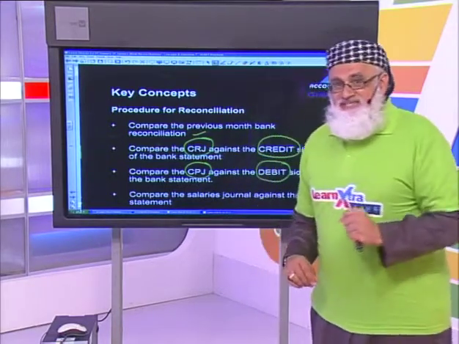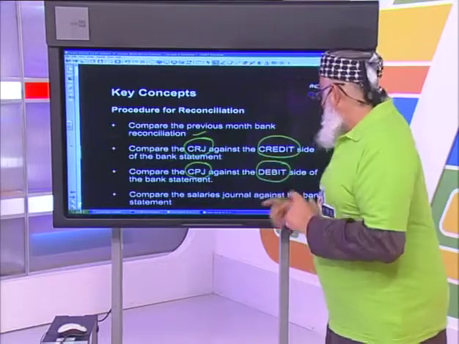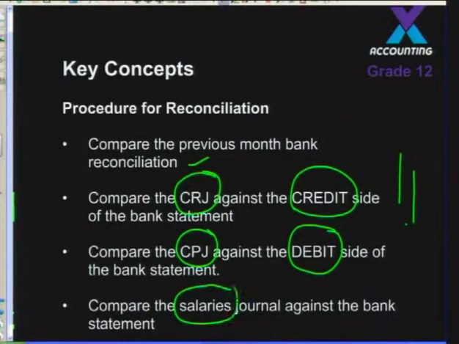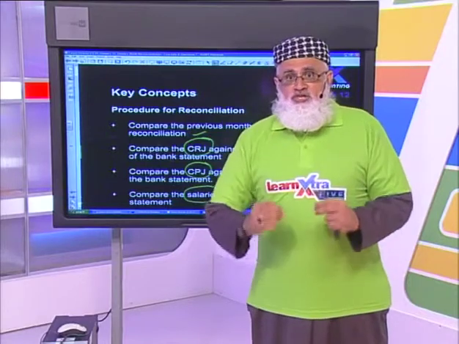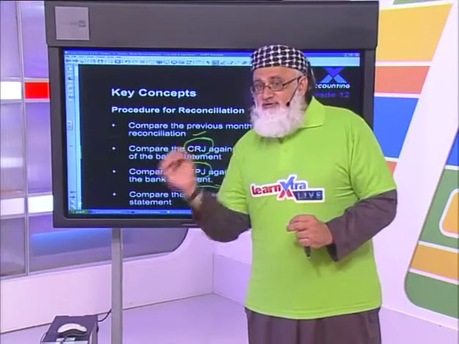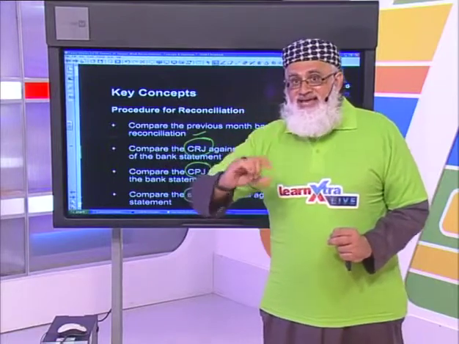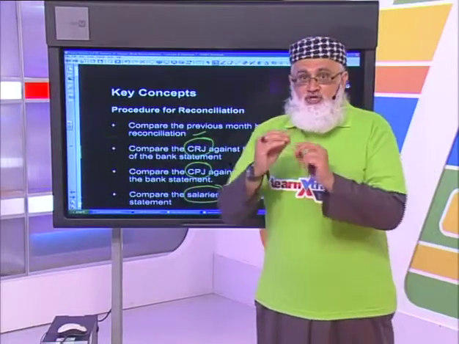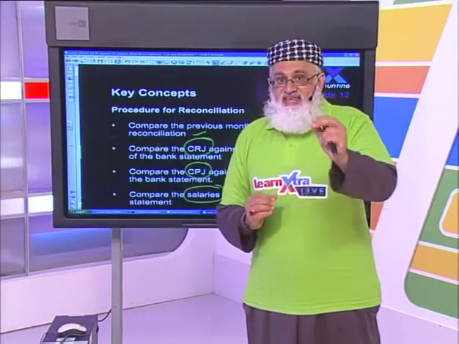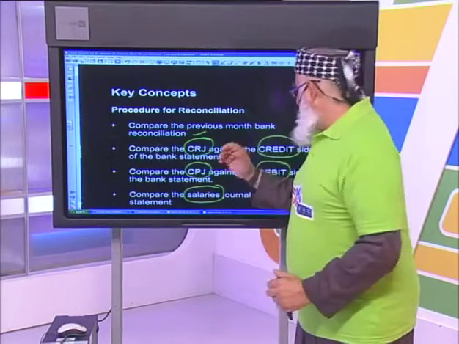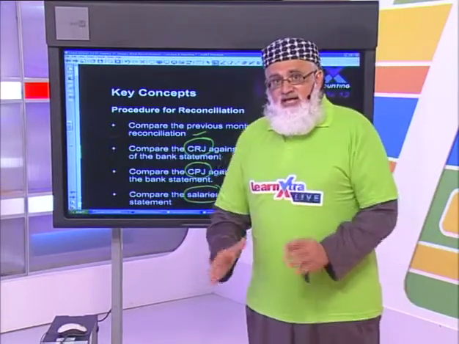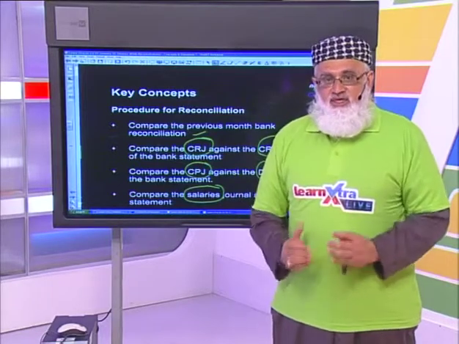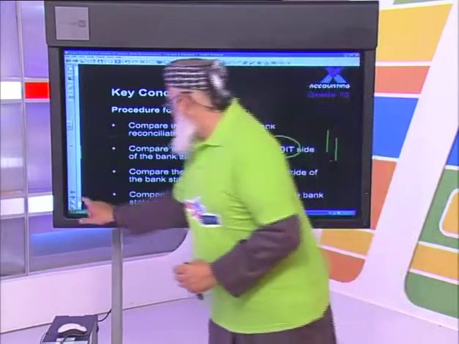Sometimes we also have to compare the salaries journal with what? With the bank statement. And why does that happen? Remember, when you have issued checks to pay salaries, those are appearing as individual checks in your salaries journal. And therefore, you need to compare your salaries journal against the bank statement as well. Okay, guys? So that's the procedure around the bank reconciliation statement.